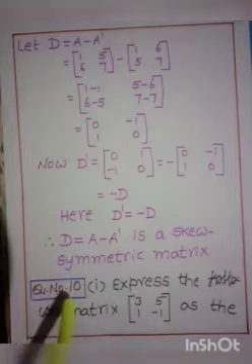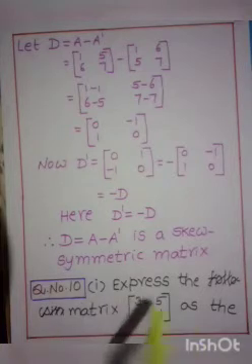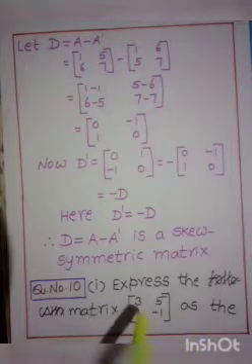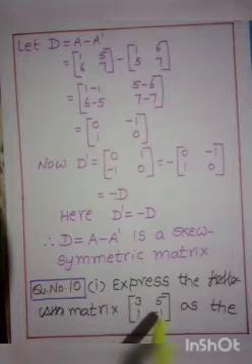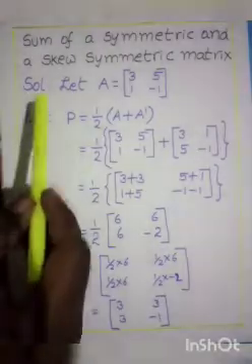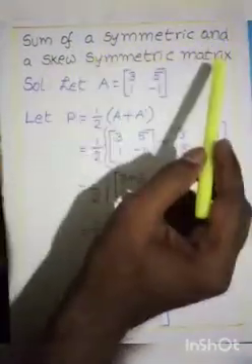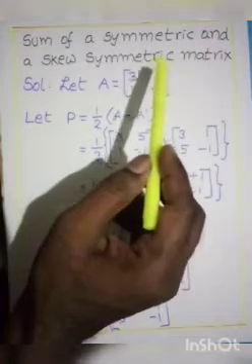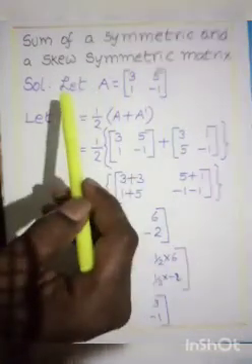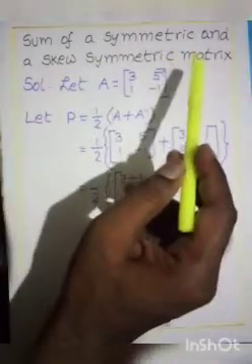Now come to question number 10. See here the first part of this question. Express the matrix 3, 5, 1, minus 1 as the sum of a symmetric and a skew symmetric matrix. Understood the question, my dear children? We have to write the given matrix as the sum of a symmetric and a skew symmetric matrix.